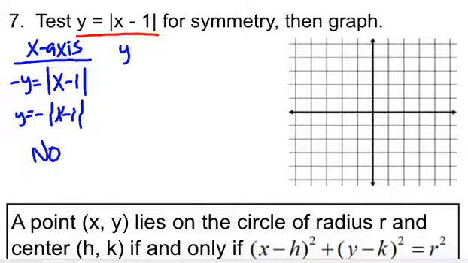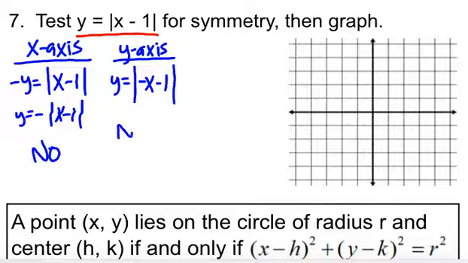Okay, y-axis. So for y-axis, we plug in negative x. So absolute value of negative x minus 1. There's not much there that we can do with that. So just compare it to your original one, and it is not the same thing.